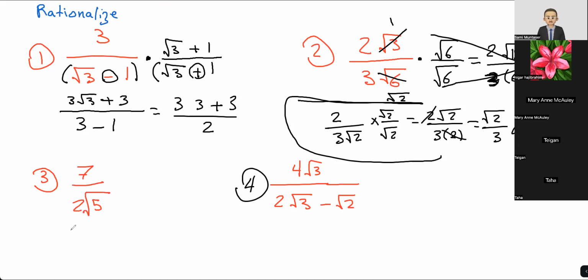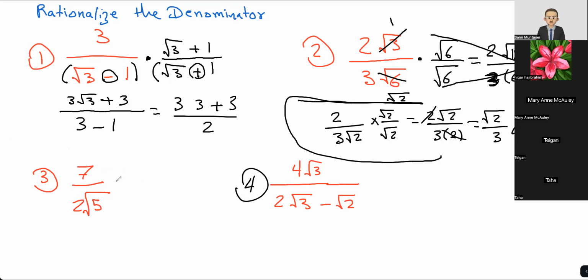So in rationalizing denominators, let me just write, rationalize the denominator. That's what this topic is all about. So the topic is rationalize the denominator. Now, rationalizing the denominator is to get rid of the square root on the bottom.